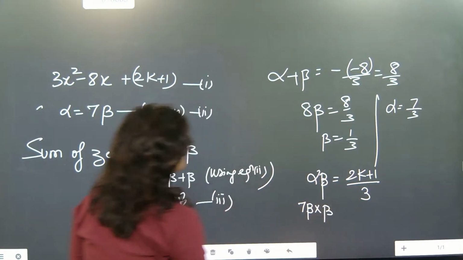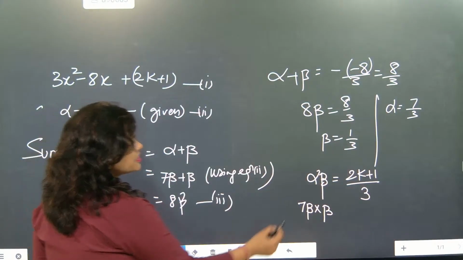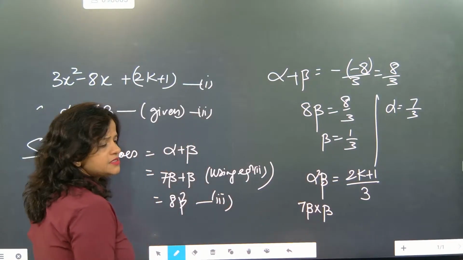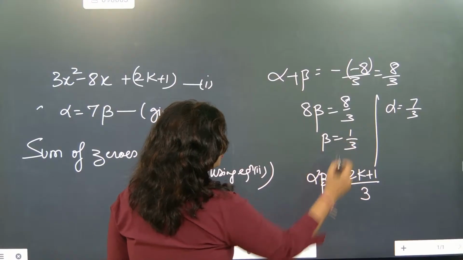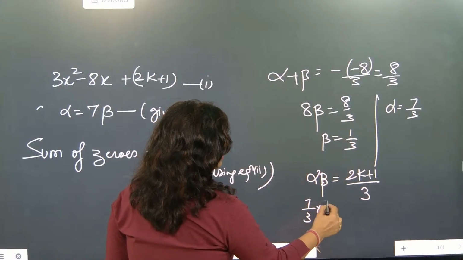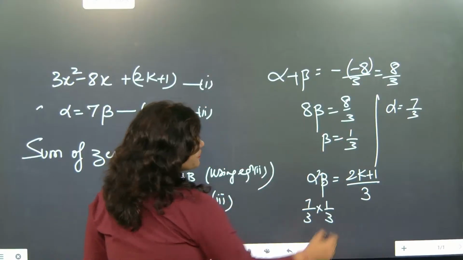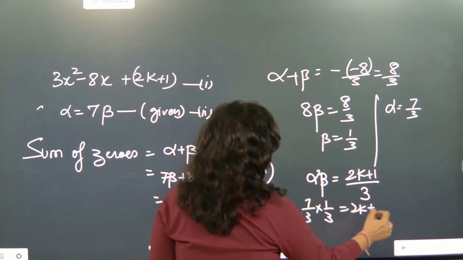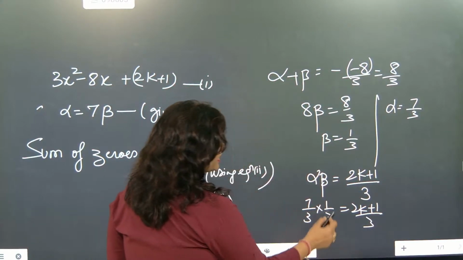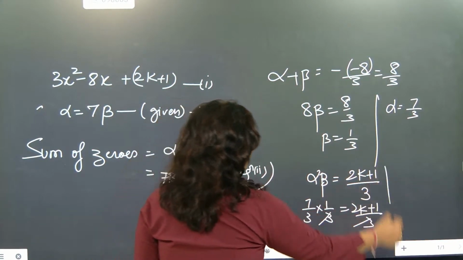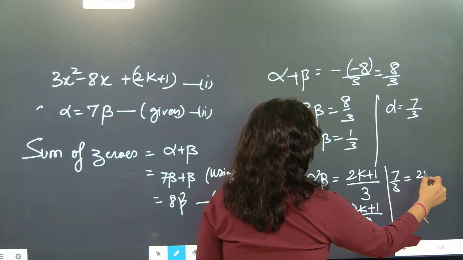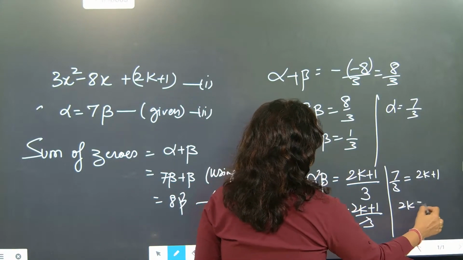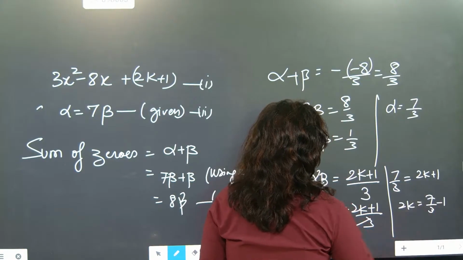Is it okay? Because it is given here. Yes, 7 times beta. But here one thing we know, the alpha value is 7 by 3 and the beta value is 1 by 3. And here it is coming as 2k plus 1 by 3. Left and right cancellation, this and this will get cancelled. Now 7 by 3 is equal to 2k plus 1. So 2k is equal to 7 by 3 minus 1.